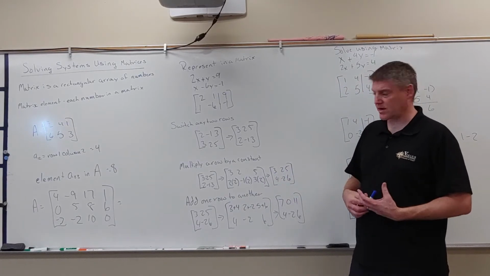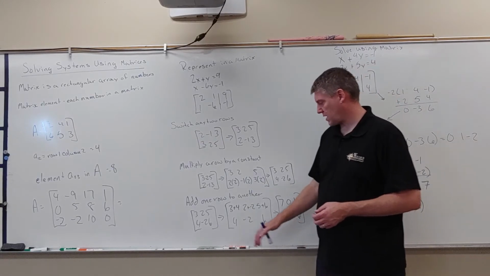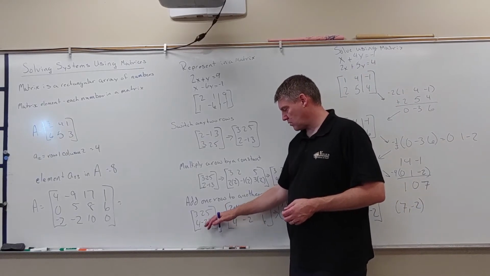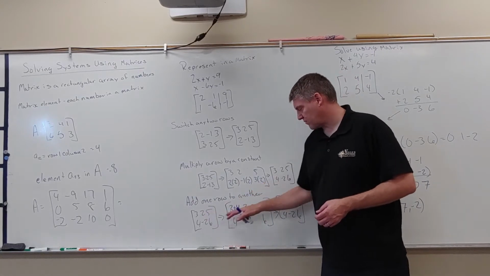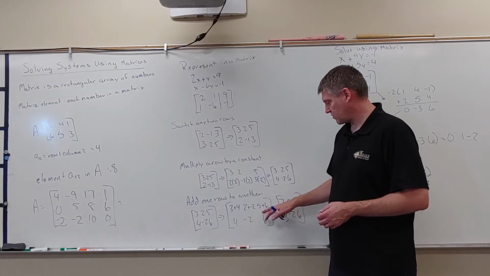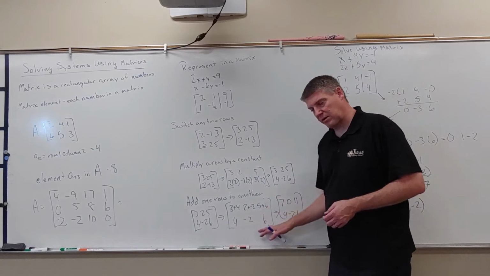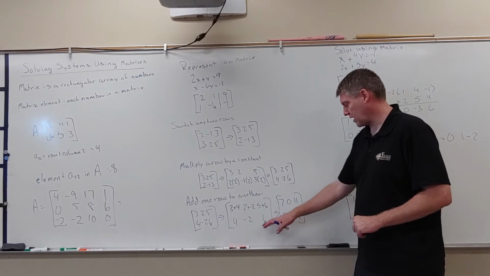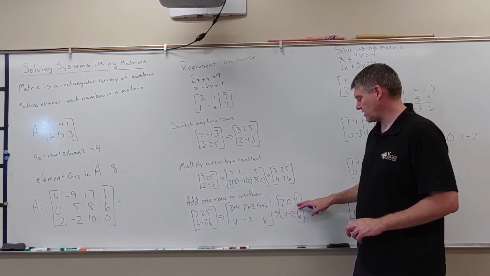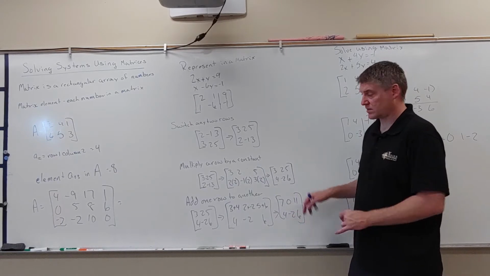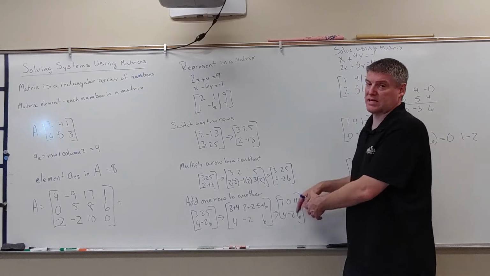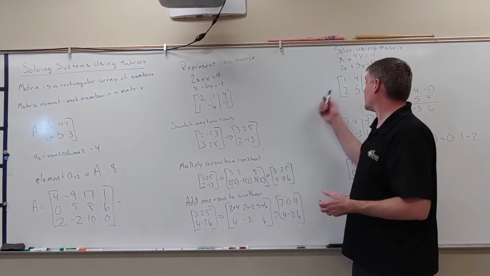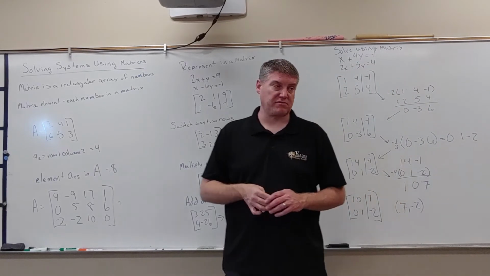And I can add a row to another row. So I'm going to add the bottom row to the top row. Okay? So I'm going to take 3 plus 4, 2 plus -2, 5 plus 6, and the bottom row just stays the same. So then I get 7, 0, 11, 4, -2, 6. So we're going to use this idea of multiplying by a constant and adding to solve the systems of equations.